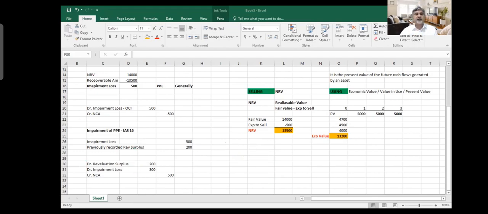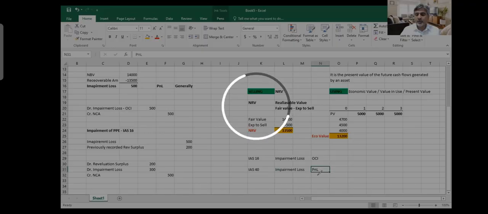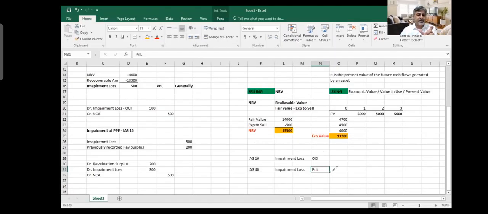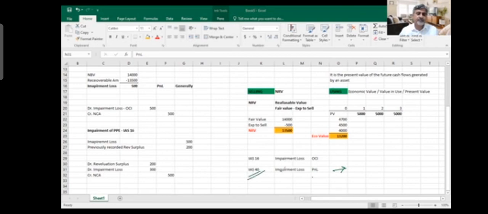Now, here you need to remember the difference between IAS 16, and let me write it down so that we don't forget, and IAS 40. You might have impairment loss here, and you might have impairment loss here. The IAS 16 impairment loss goes to OCI, other comprehensive income, because it is unrealized and assets are still used in the business. But when you talk about IAS 40, impairment loss goes to P&L. Again, before you take it to P&L, you will do the same practice: if you previously made some revaluation surplus, you reverse it, and the remaining balance you take to P&L. What you need to remember is that IAS 40 impairment goes to P&L, IAS 16 impairment goes to OCI.